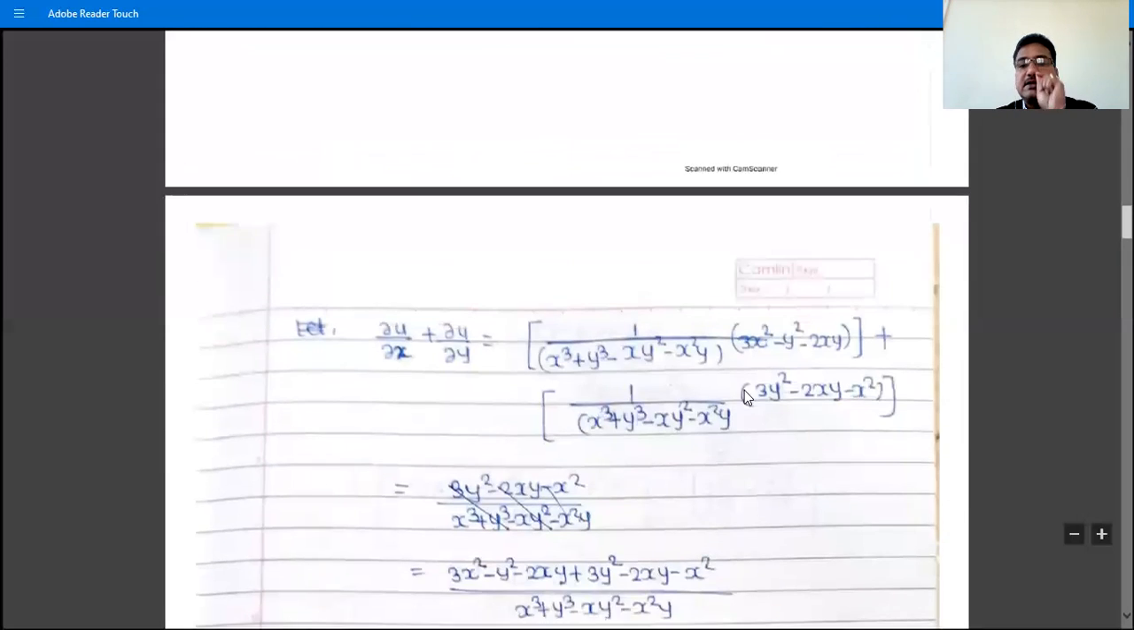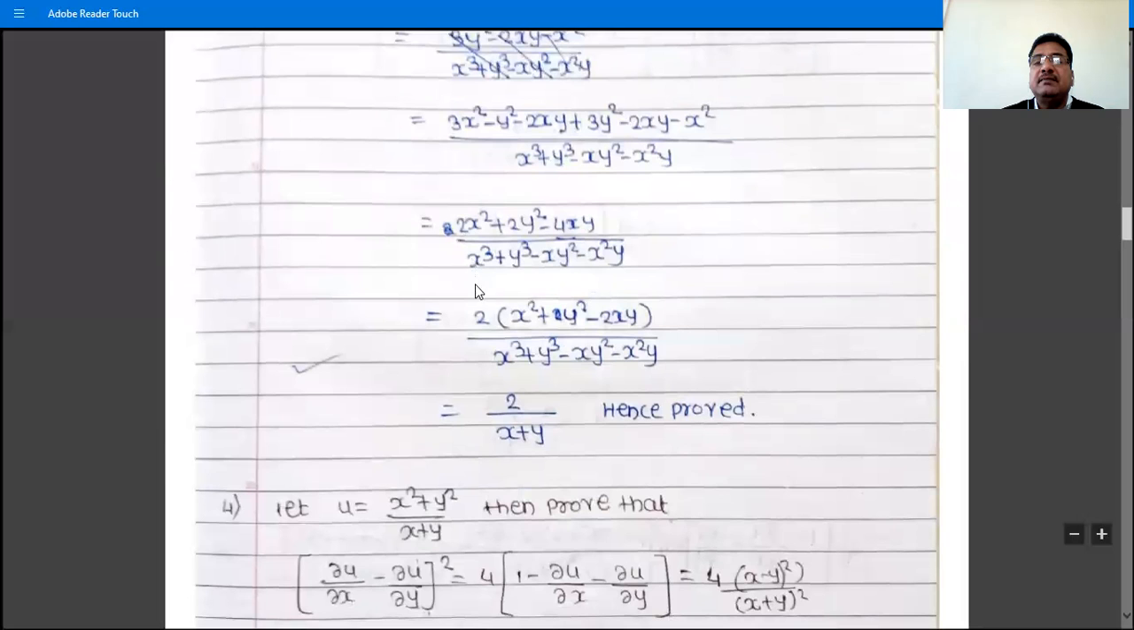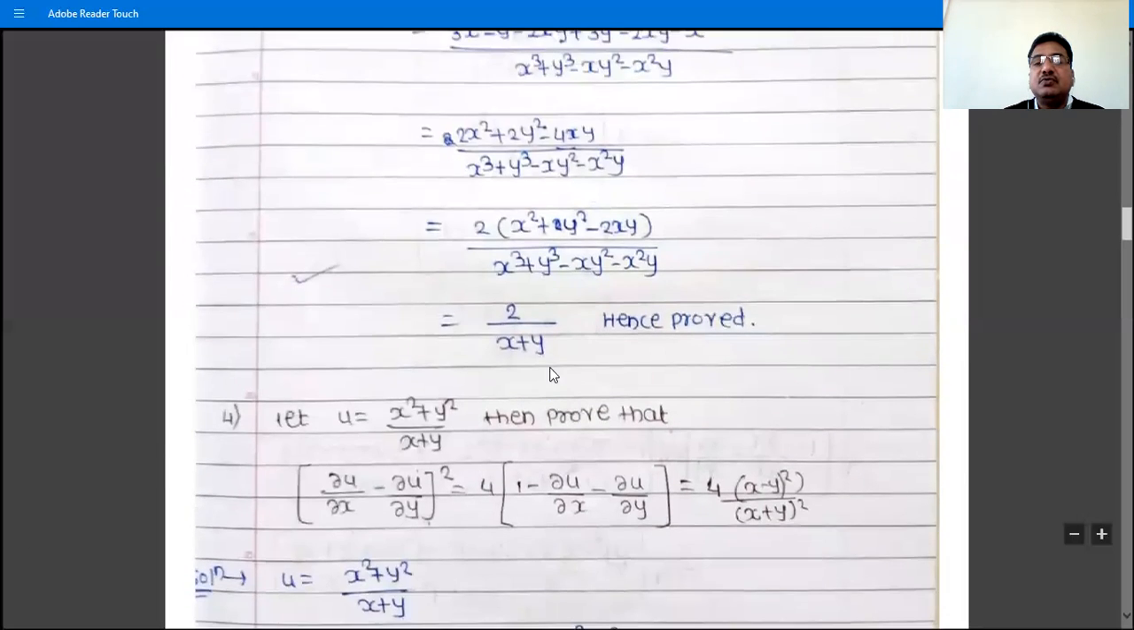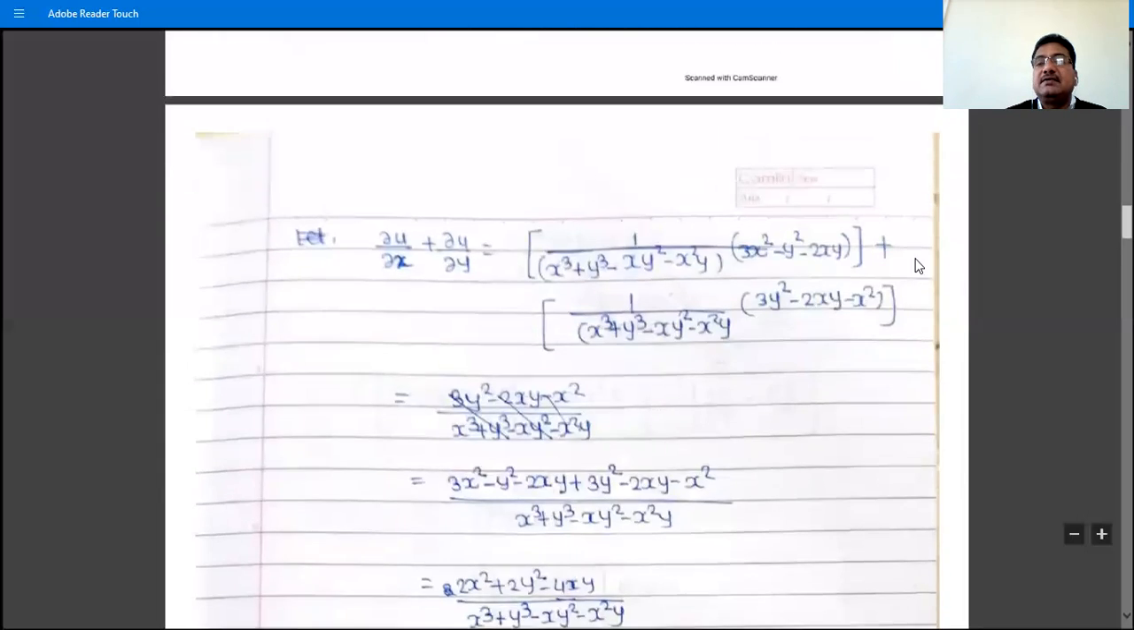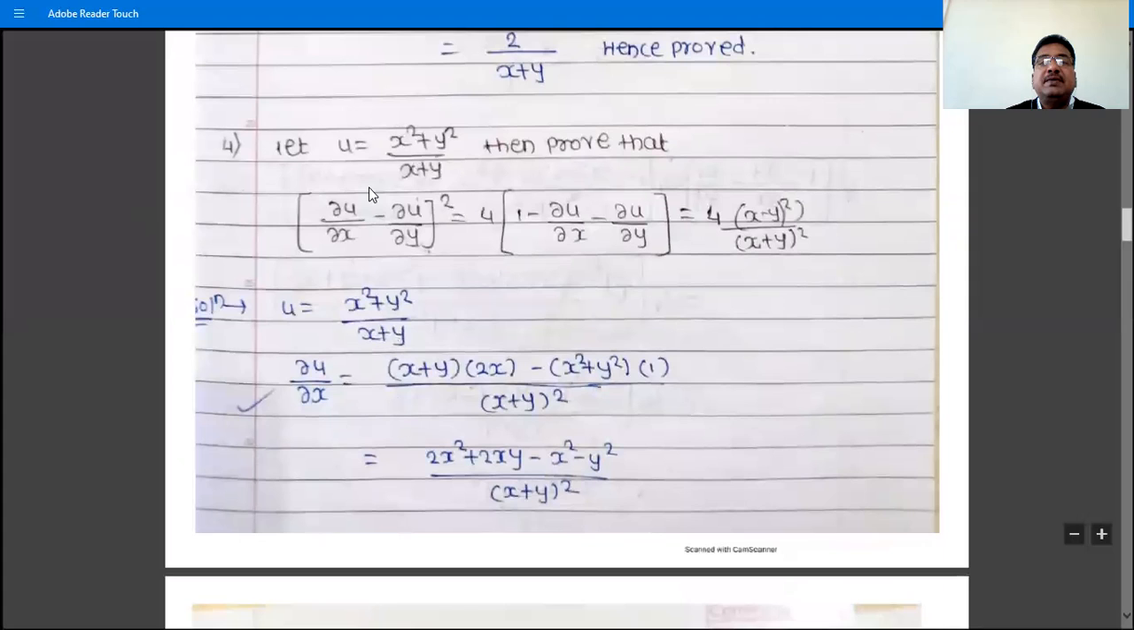Then their addition is this. Take LCM of these two quantities as this. We have the numerator, and then after taking 2 as common, we have the answer 2 by x plus y. That is this answer, 2 by x plus y. Okay. Next example, u is this, then prove that this. So first show that this is equal to this, and then this is equal to this. That is, the proof is in two parts.